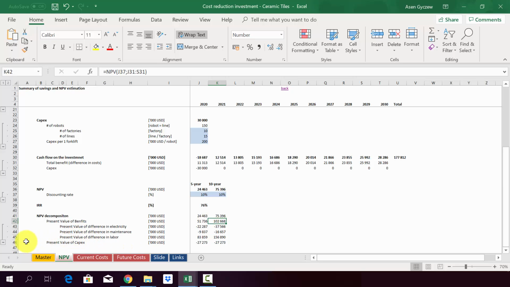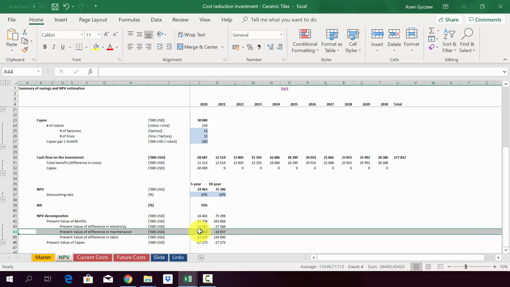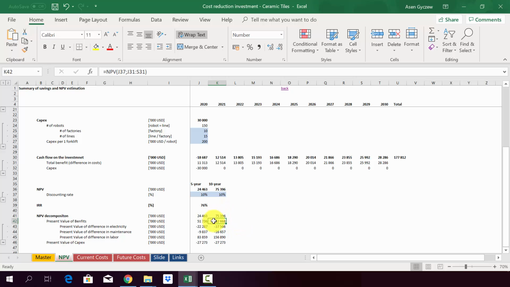However, this consists of the following things. So from the 10-year perspective, the present value of the difference in labor is 156 million. Then from this, we have to deduct net present value of the difference in maintenance. So it's 60 million. And electricity is almost 38 million. And in this way, we get to 102 million from the 10-year perspective, which we have in column K.